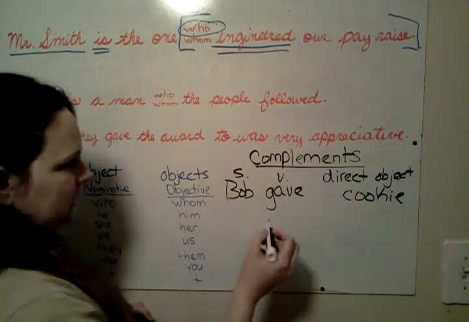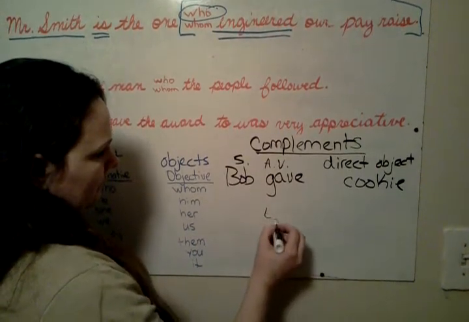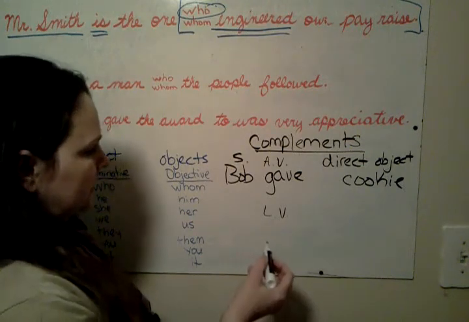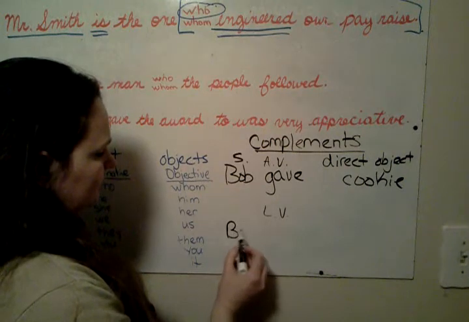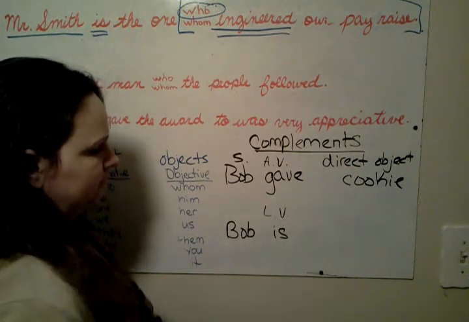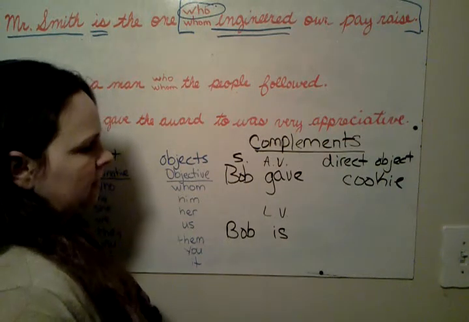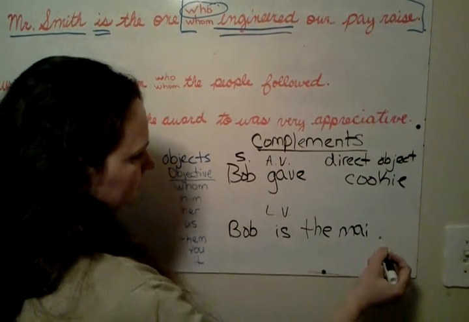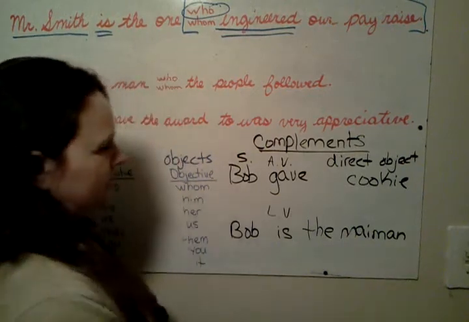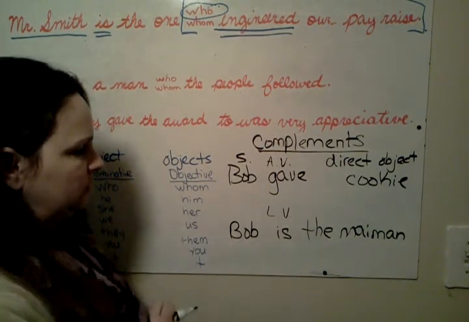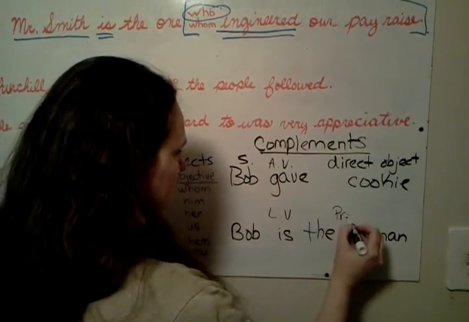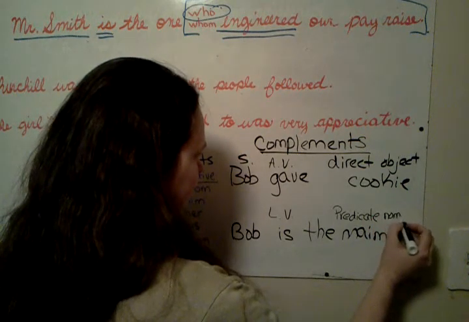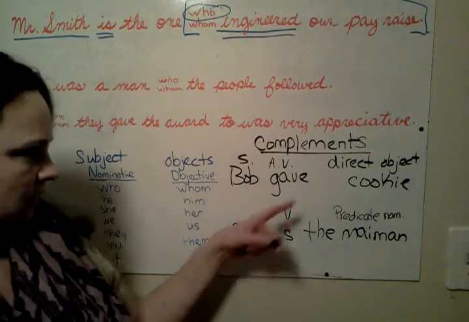The other kind is for linking verbs. Do you remember the linking verbs? The forms of be, among others. Bob, let's pick a form of be. Bob is. Bob is what? Maybe Bob is the mailman. This is a complement. The name for complements of linking verbs are predicate nominatives. Predicate nominatives. These are complements.